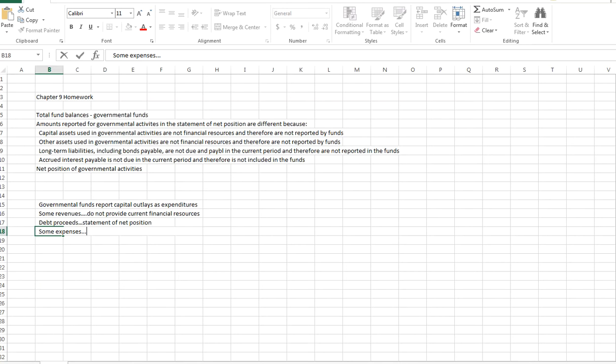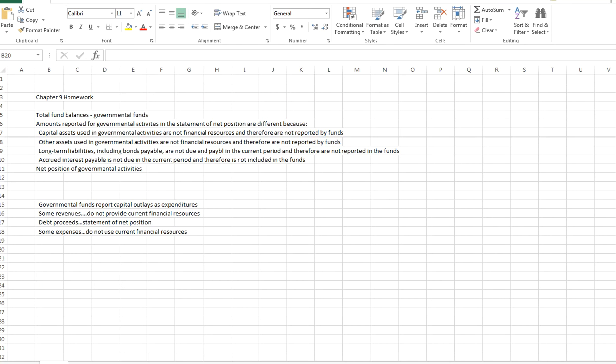Some expenses do not use current financial resources. So again, you have all of these in your example, and it talks you through them, and so you should be able to figure that out pretty easily. Then your last homework problem, your third one, and this one we're doing a reconciliation of the change.